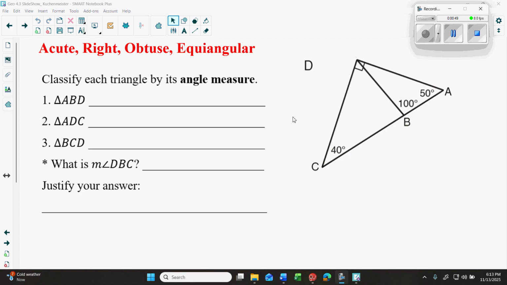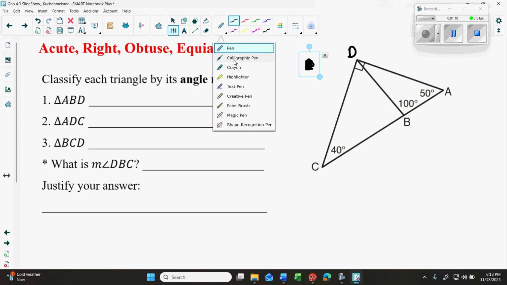So let's get started. We've got this diagram here on the right with multiple triangles. A small note, I'm not sure if this is on your worksheet, but this point D is actually this point right here, so ignore that. Okay, classify each triangle by its angle measure.